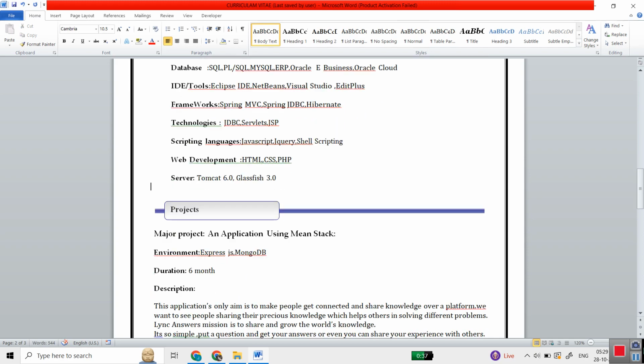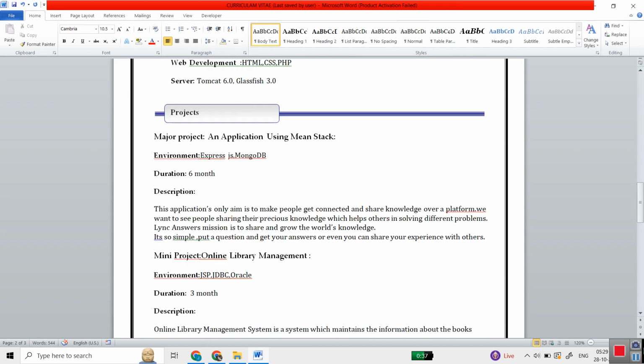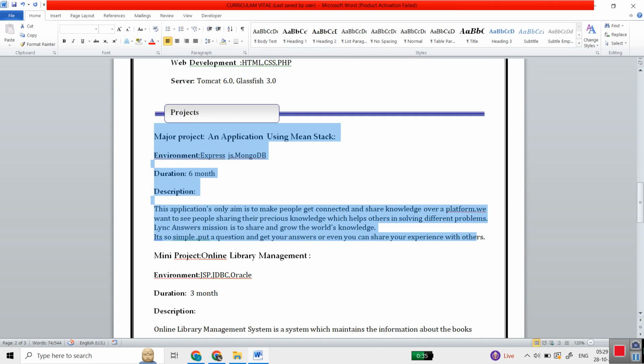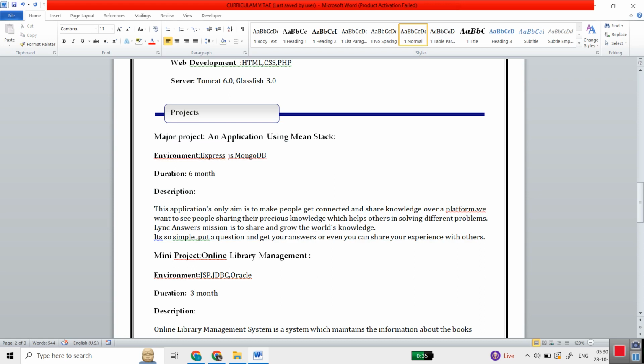And now comes the project part. I have seen that most freshers only mention the major project, and they don't mention mini projects. When HR goes through the resume, they will see how much this person has worked on projects. What I suggest is to include mini projects also. They will get to know that this guy has done three projects, two minor and one major. Similarly, I have mentioned Express.js, what I have worked on, an application aim, and a short description. The description should be 4 lines only, not more. Environment also you need to provide, like Express.js, model, and duration of 6 months.